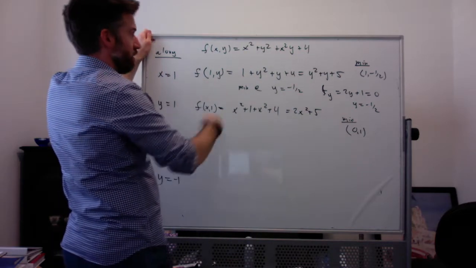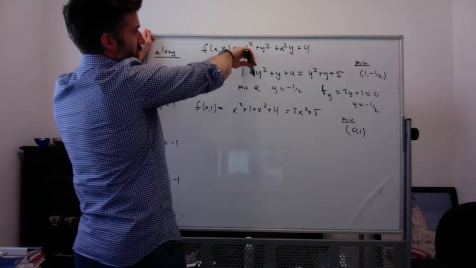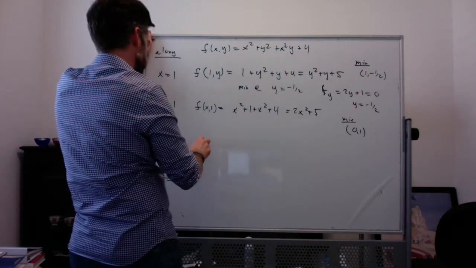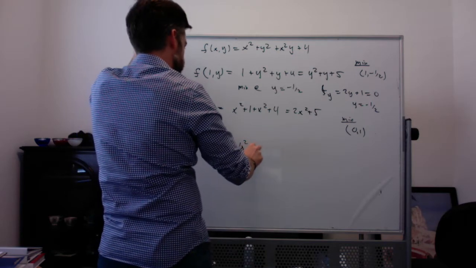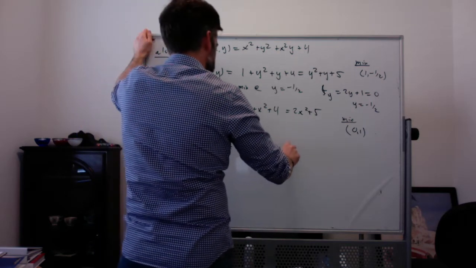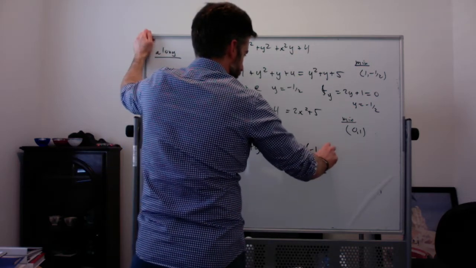If x is -1, we're going to get the same sort of thing. In fact, we're going to get the exact same thing we did up here, because the x's are both squared. So x equals -1, you're also going to get y squared plus y plus 5. And you're going to have a minimum, because again, it's an upward opening parabola, at -1, -1/2.